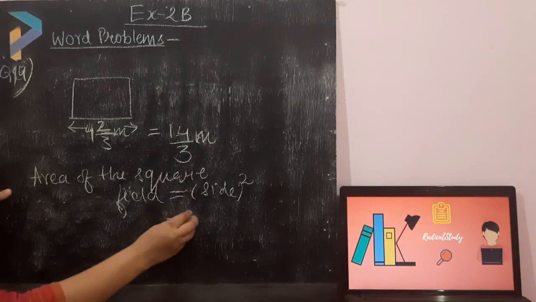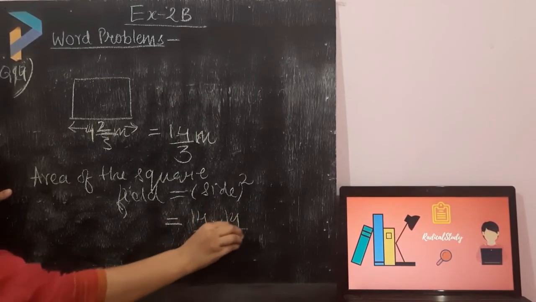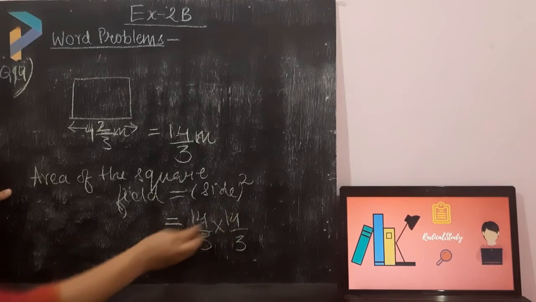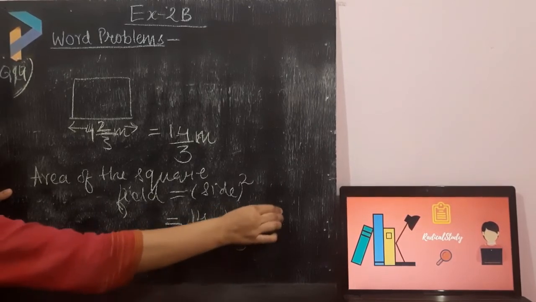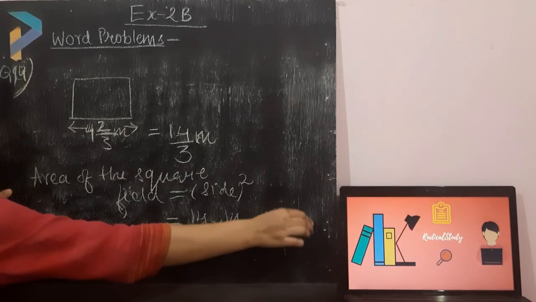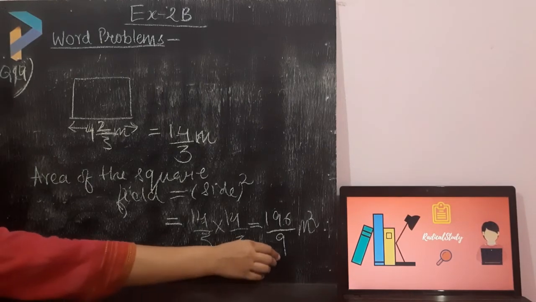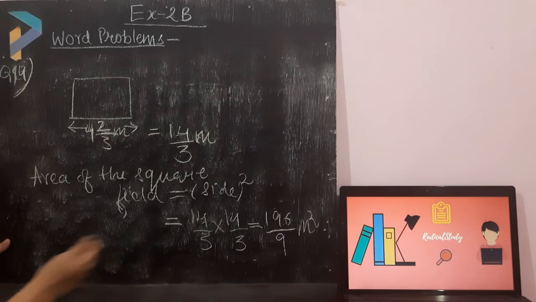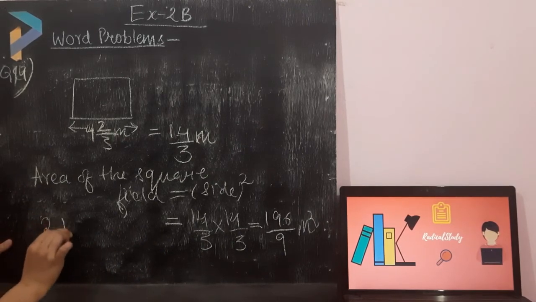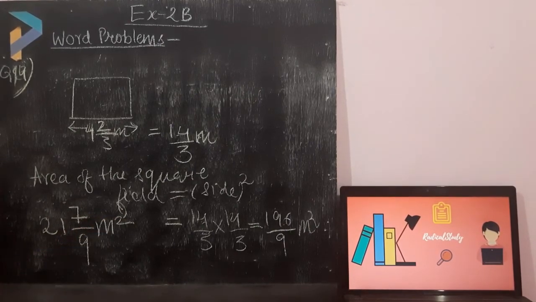Okay students, now I am multiplying it. 14 upon 3 multiplied by 14 upon 3. Now what is the square of 14? Square of 14 is 196 and the square of 3 is 9. So the area will be 196 upon 9 meter square. And to convert it into a mixed fraction, I am converting over here: 21 7 upon 9 meter square. So this is the area of the square field.